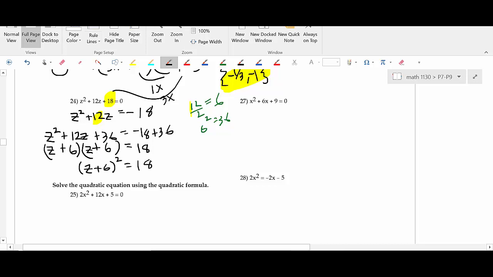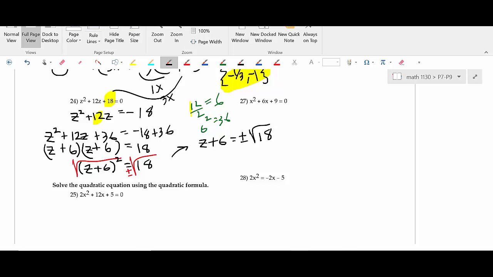Now what? Square root property. That's the whole point behind that. So you take the square root, and don't forget to put a plus or minus. So from here you would have z plus 6 equals plus or minus square root of 18. Now, we've talked about this before: square root of 18 you can simplify. What is a number that divides into 18 that is also a perfect square? Right, 9. 9 times 2. You want to break that up into 9 times 2 so you can simplify the radical.